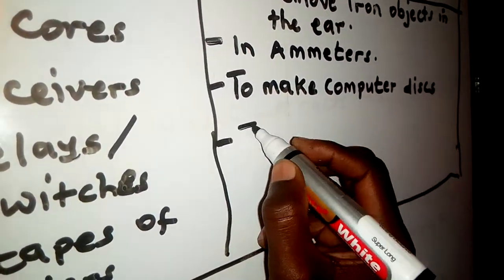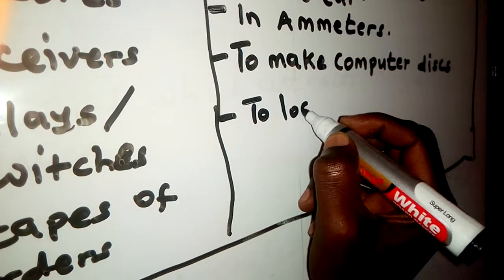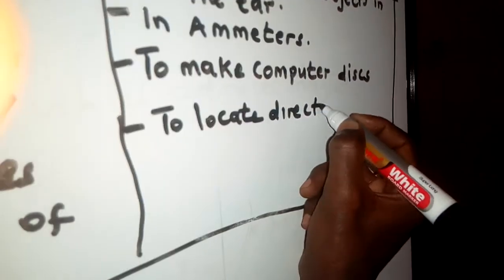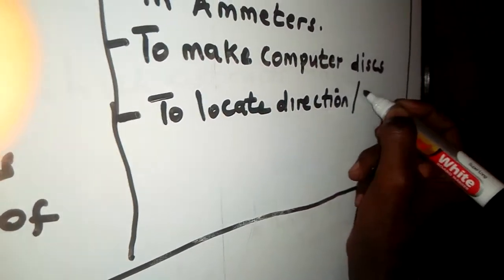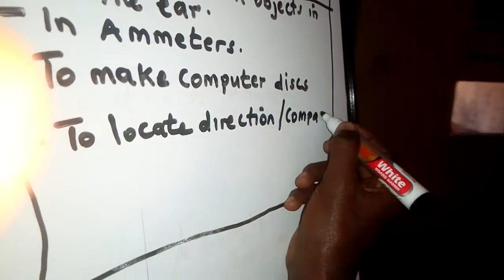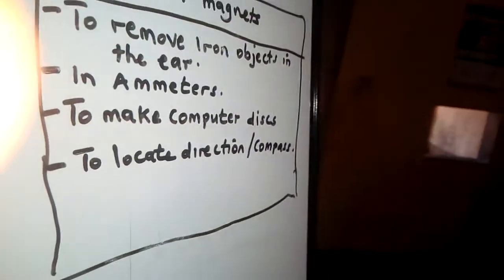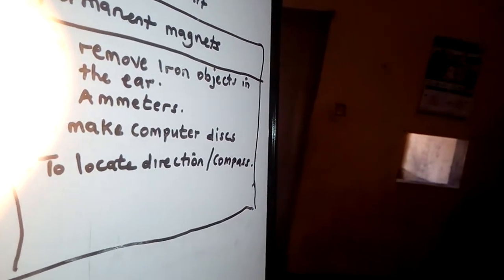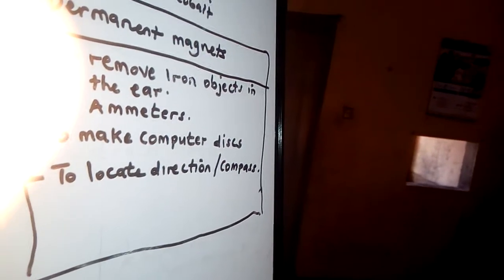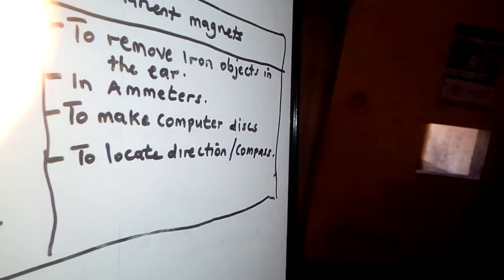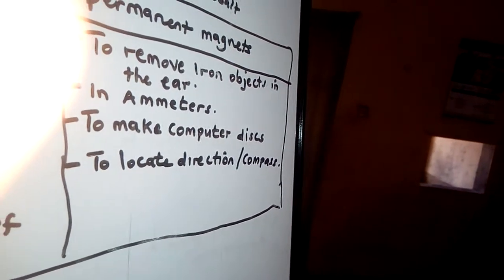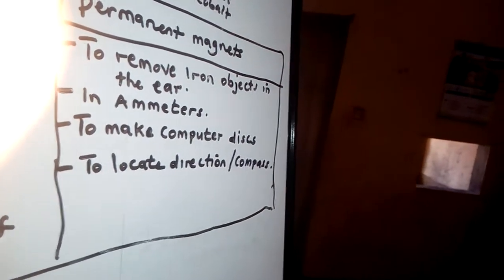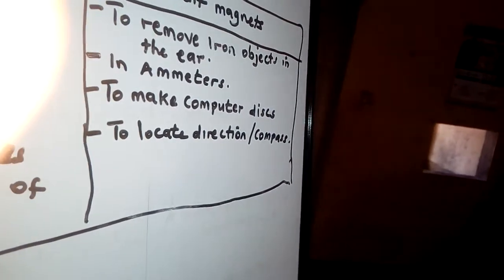We use them to locate direction. That is compass direction. For example, the fishermen, when you are inside the water, you may not know where is the north, which side is the south, which side is west. So if you have your floating compass, which is a permanent magnet, you can use it to locate the compass direction, which side is the north and which one is south.